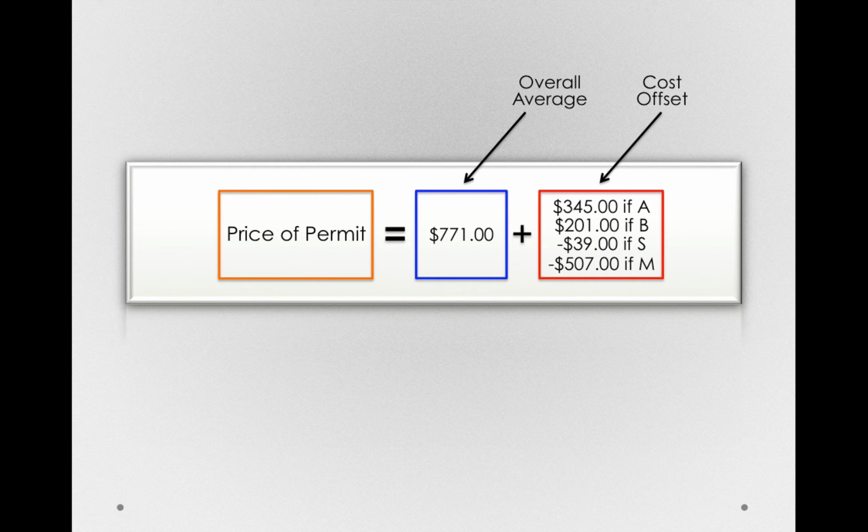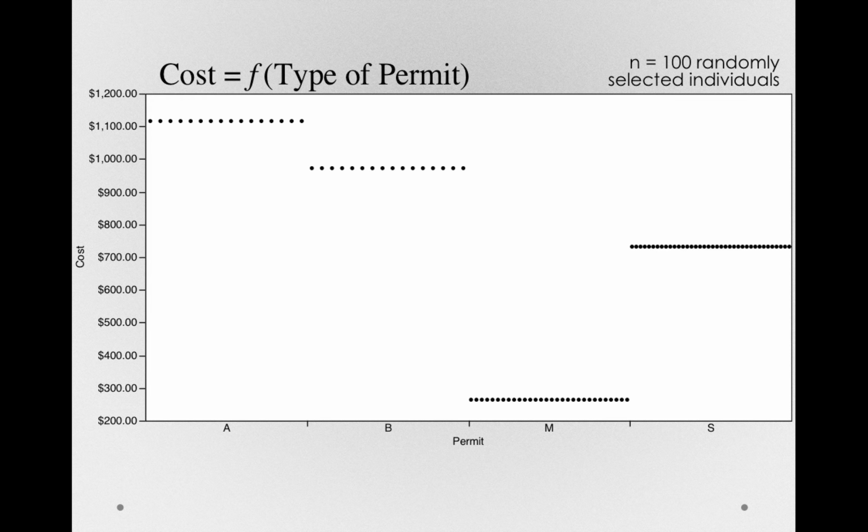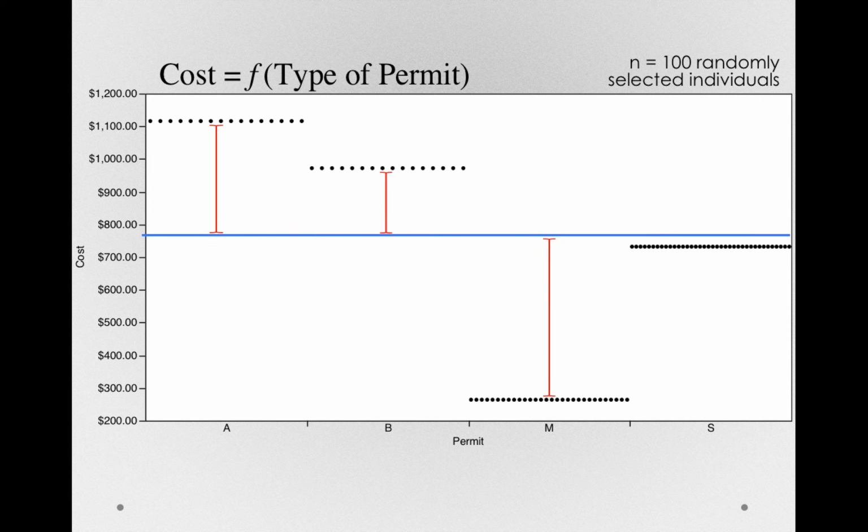Let's see how this looks on the plot I showed you before. So here again we have the cost on the y-axis and the different permit groups. Let me draw in that overall average. That's the overall average of all the different permit costs. Notice we can draw in the offsets graphically. The A group is above average by that much. The B group is also above average. The M group pretty far below average. And the S group only a little bit below average.